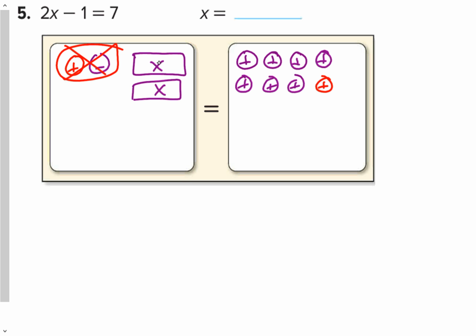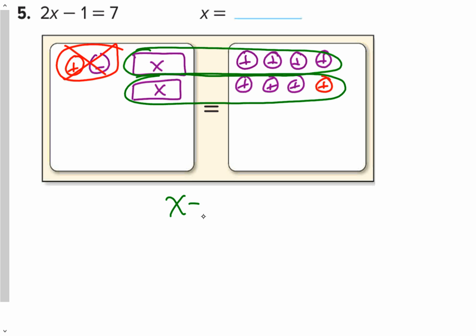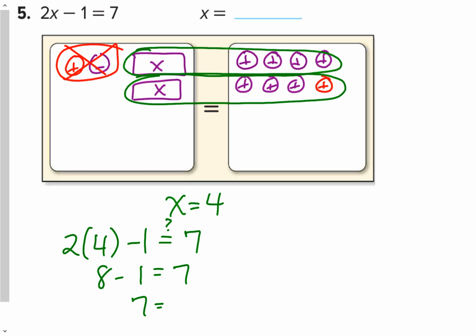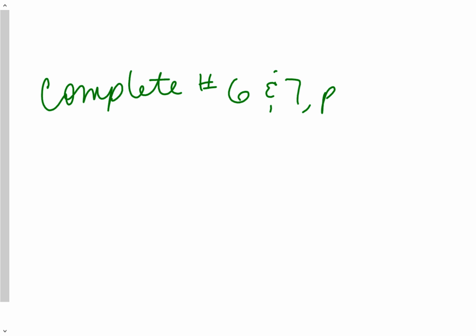So now we just line them up. Then each x is going to equal 4. So now 2 times 4 minus 1 equals 7. Is this true? 8 minus 1, does that equal 7? Yes. Okay, so the next thing you're going to do is you're going to complete number 6 and 7, page 467. You can talk to a group member if you want, and then I want you to show the teacher.